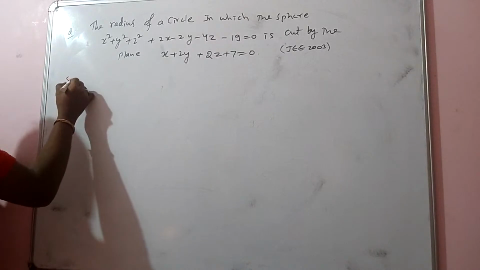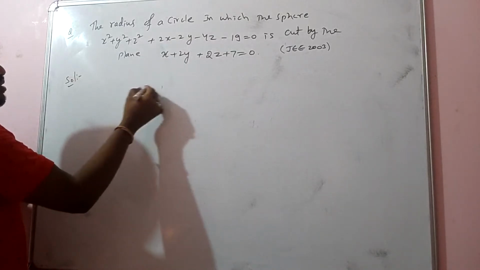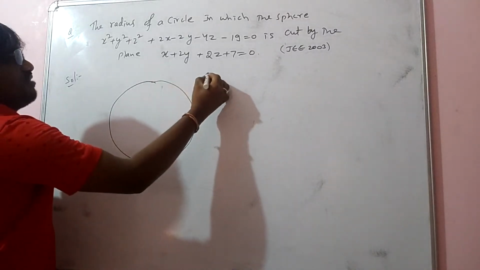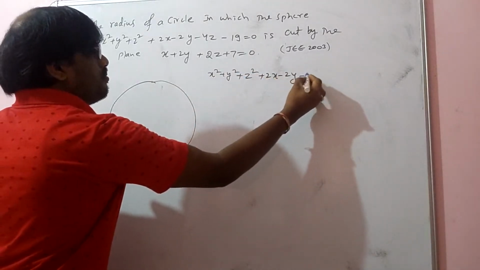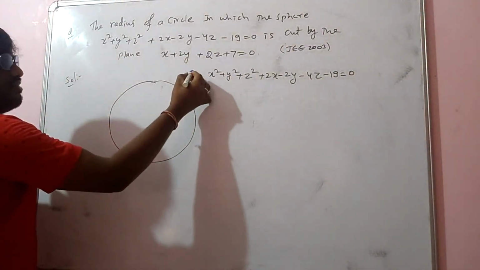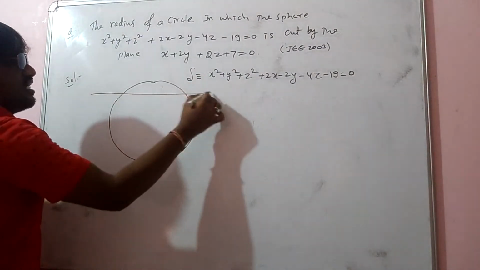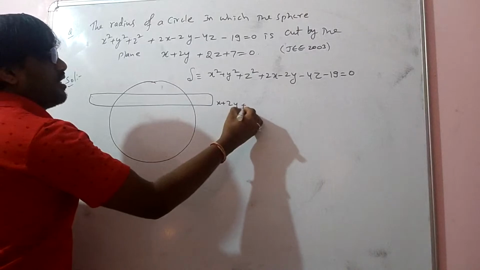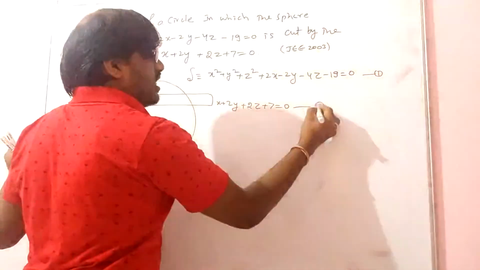Now look here, how to solve these questions. You have a sphere with the equation x square plus y square plus z square plus 2x minus 2y minus 4z minus 19 is equal to 0. And you have a plane cutting this sphere, and the plane equation is x plus 2y plus 2z plus 7 is equal to 0. This is the sphere equation, and this is the plane equation.